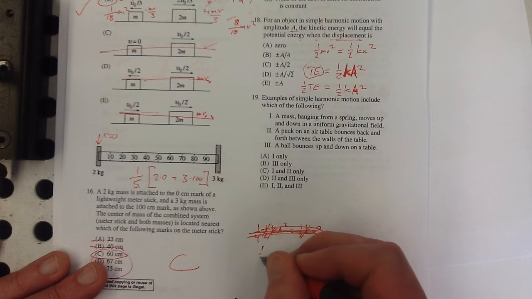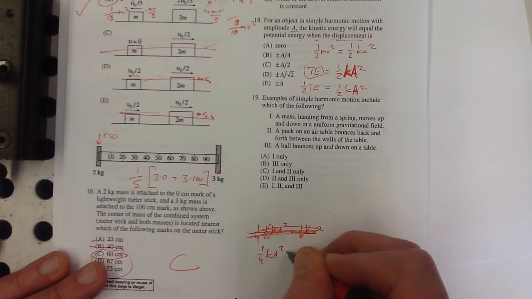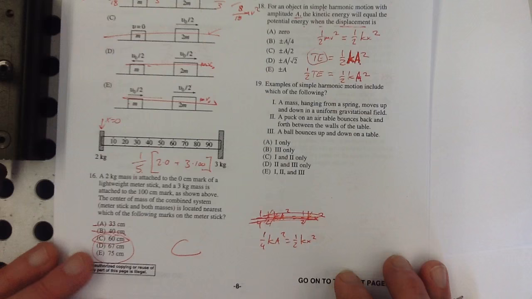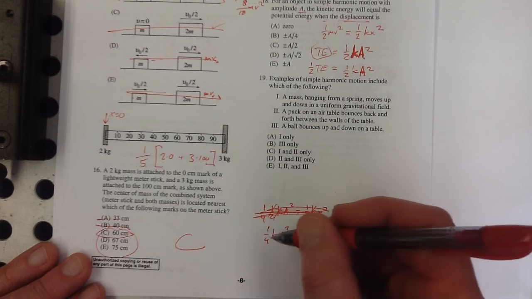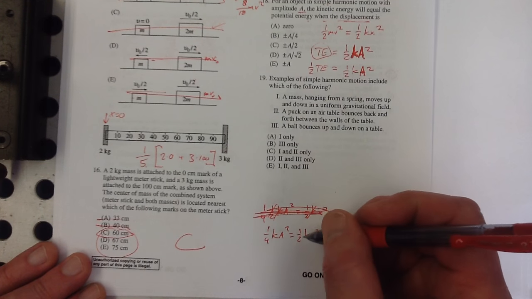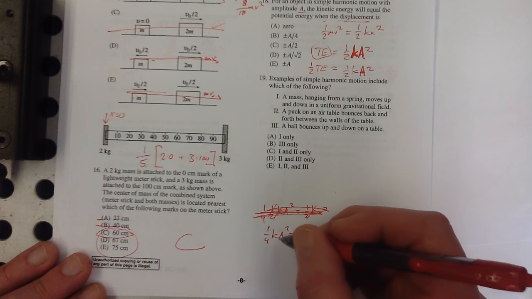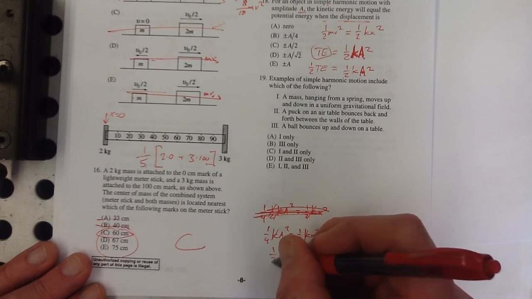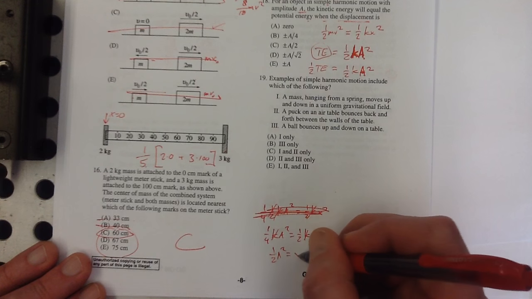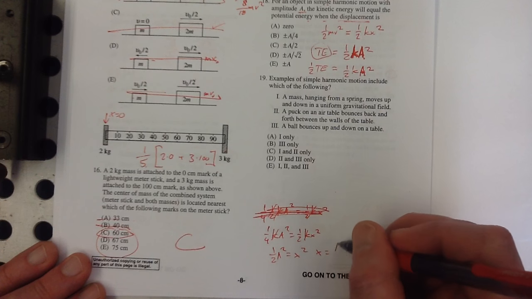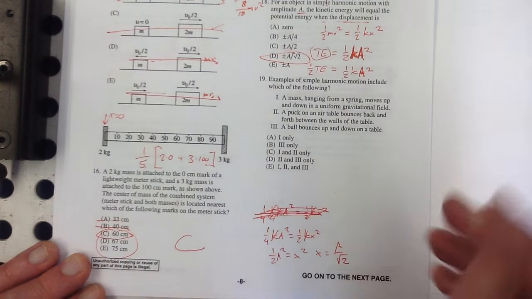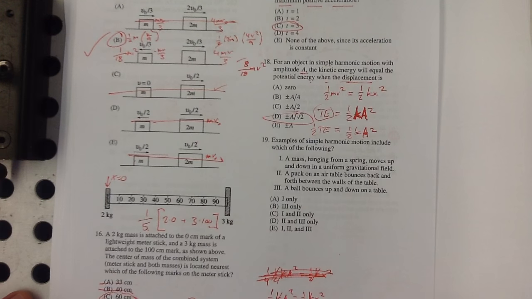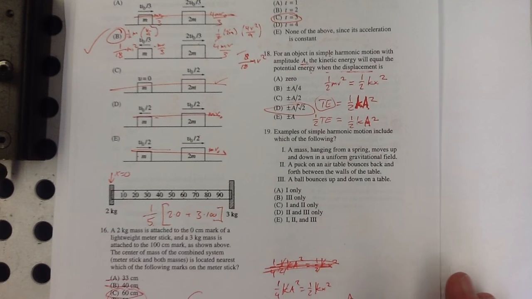Sorry. So when half the total energy is in the spring, right, that's what this boils down to. So I'm going to multiply through by 2, because I want to solve for x. The k's cancel. Multiplying over here by 2, that'd be 1/2 a squared is equal to x squared. So x is equal to a over the square root of 2. Right.